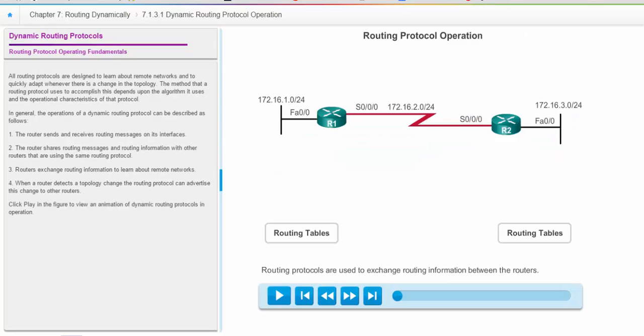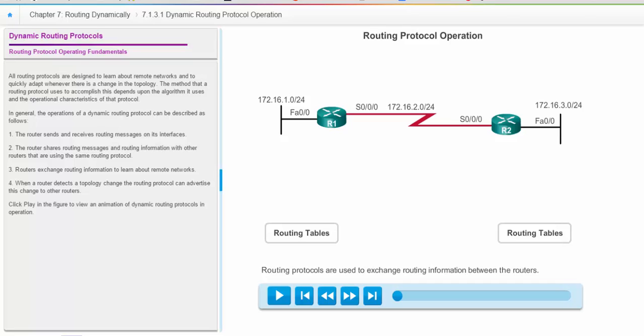Now, all of our routing protocols are designed to learn about remote networks and to quickly adapt whenever there's a change in the topology, because more than likely, if your business is growing, your topology is going to change. The method that's used by a routing protocol to accomplish this depends on the algorithm it uses and the operational characteristics of that protocol, because there are several, as we have mentioned.